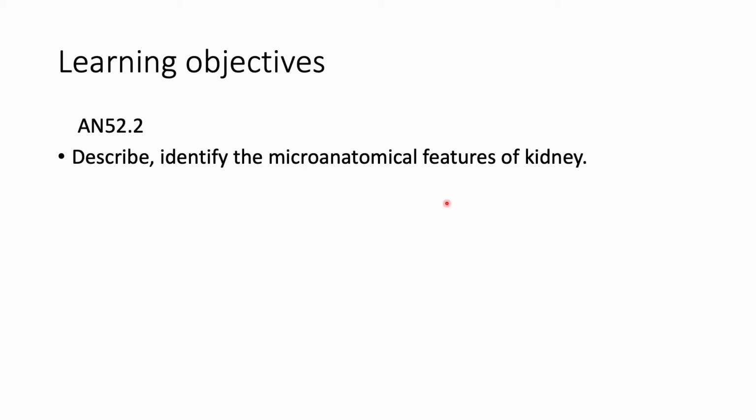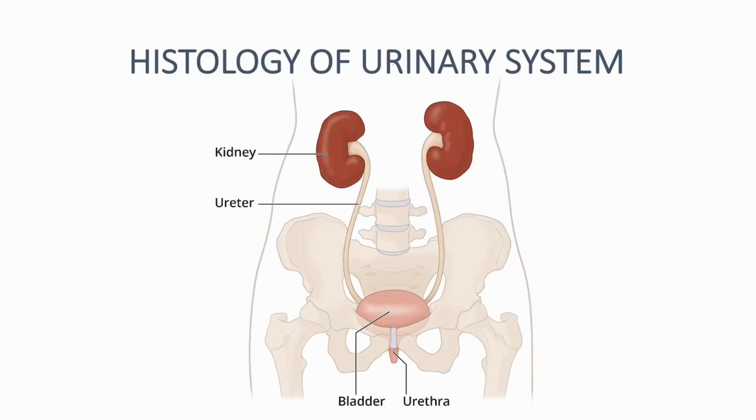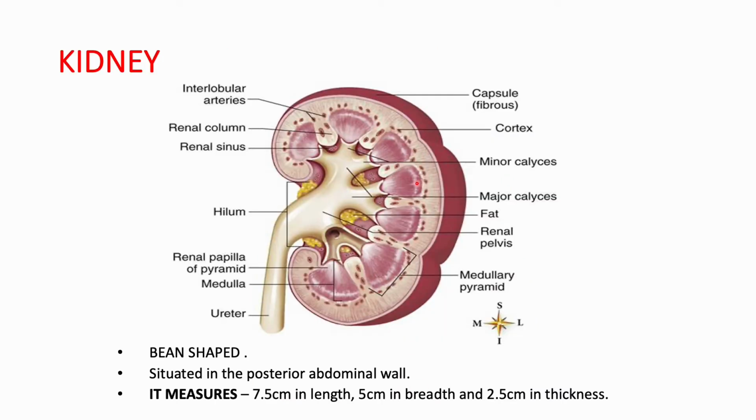The learning objective of today's video is to describe and identify the microanatomical features of the kidney. The kidney is a part of the urinary system. The urinary system has two kidneys, a pair of ureters, the urinary bladder and the urethra.